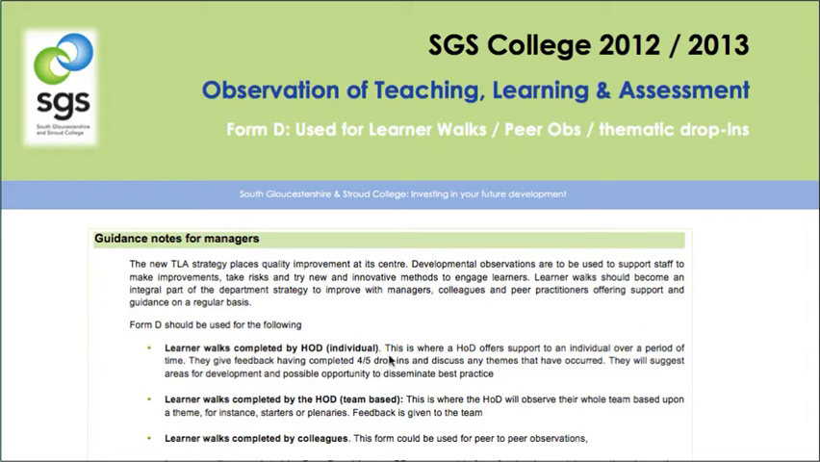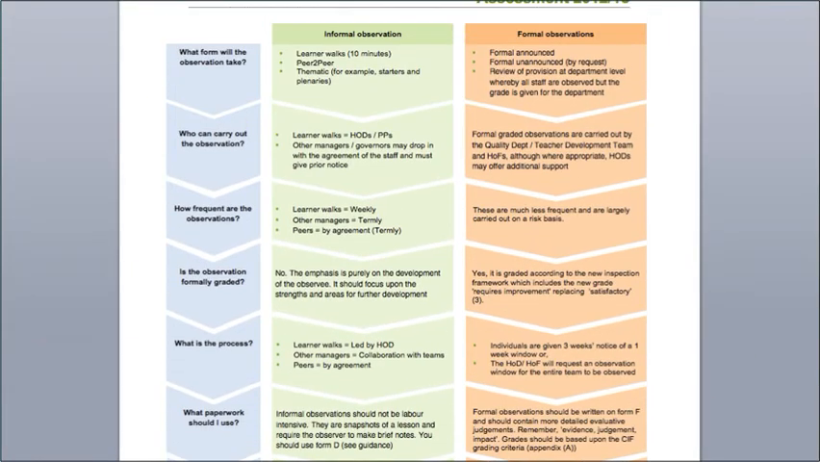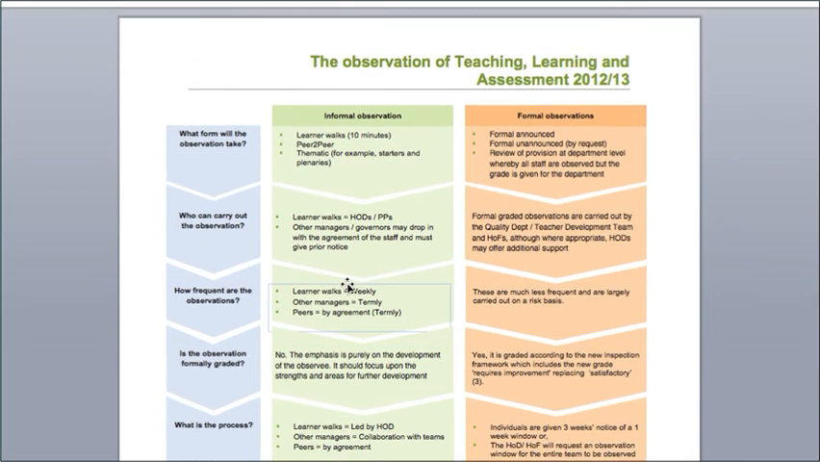On page 1 there are some general guidance notes for managers about how this form should be used. On the second page you'll note that there's an overview of the different types of observations that we'll be undertaking this year, the green being informal developmental, the orange being the more formal.